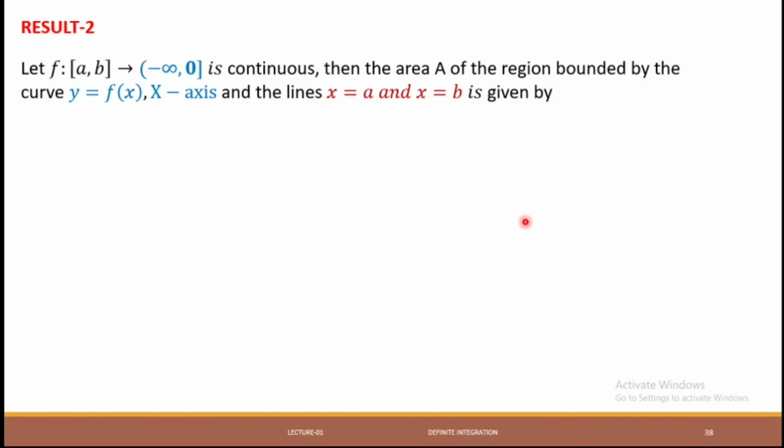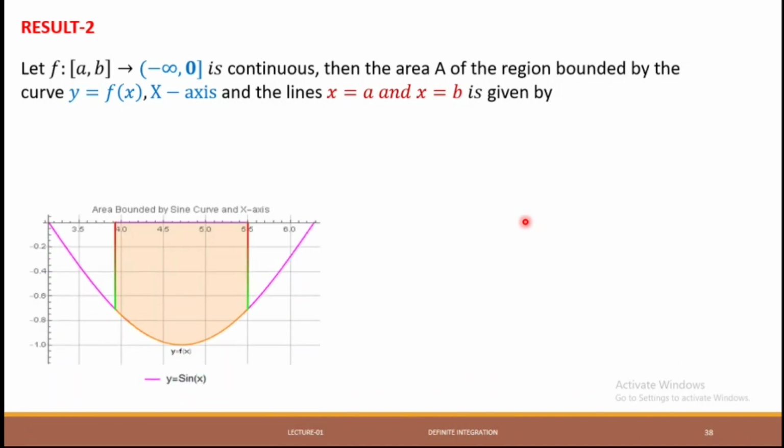Let me explain the statement of the theorem with the help of a graph. What is being given in the statement? f(x) is negative. Graphically, what does it mean? The graph lies below the x-axis. You can see that the graph of f(x) lies below the x-axis.